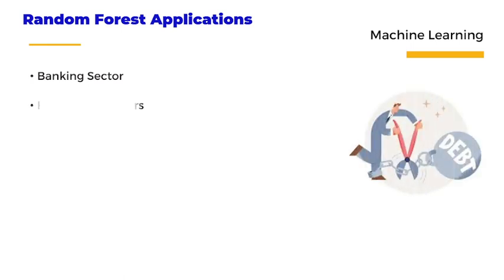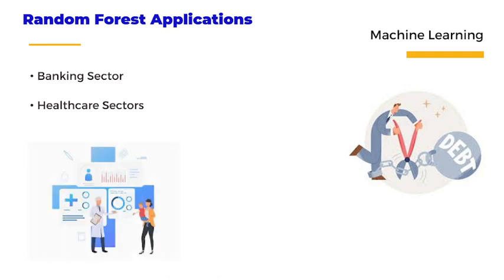Now, the second one is the healthcare sector. In pharmaceutical industries, random forest can be used to identify the potential of certain medicines or the composition of the chemicals required for the medicine.